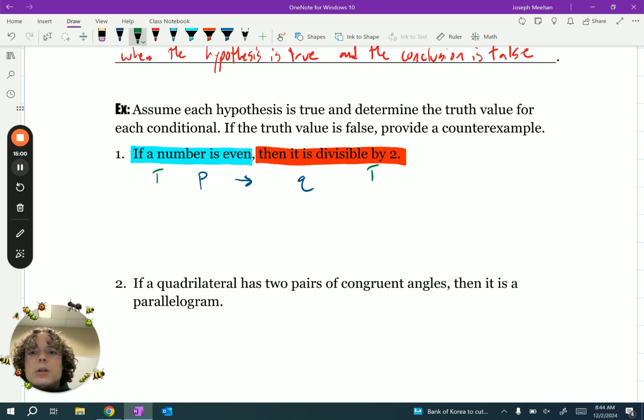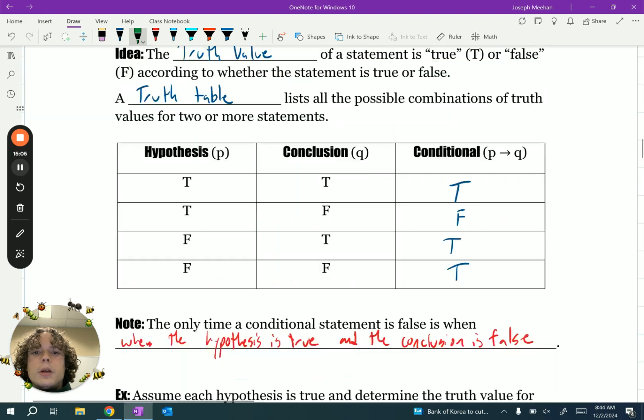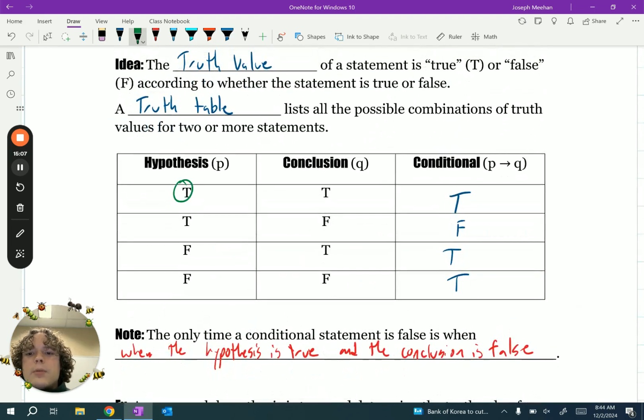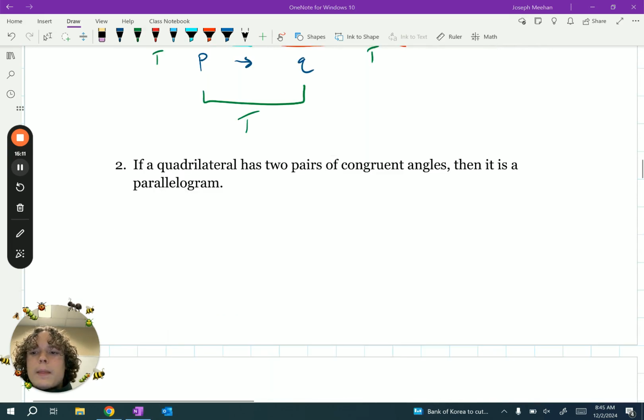And if we have a true hypothesis and a true conclusion, then the conditional itself, if P then Q, is true. And we know that because of our truth table up here. If we have a true hypothesis, a true conclusion, then the conditional is true. All right? Let's look at number 2.